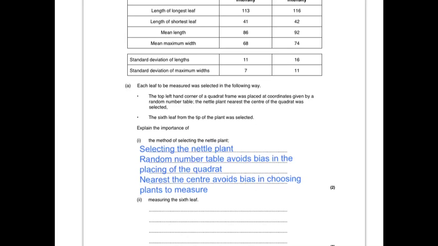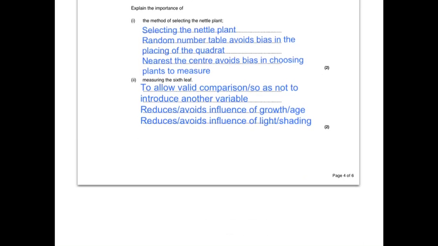Two. Explain the importance of measuring the 6th leaf. Have a go. Well, measuring the 6th leaf allows valid comparison, so not to introduce another variable. It reduces or avoids the influence of growth or age, or it reduces or avoids the influence of light or shading. So it's just making it the same for each test. Now mark your answer.